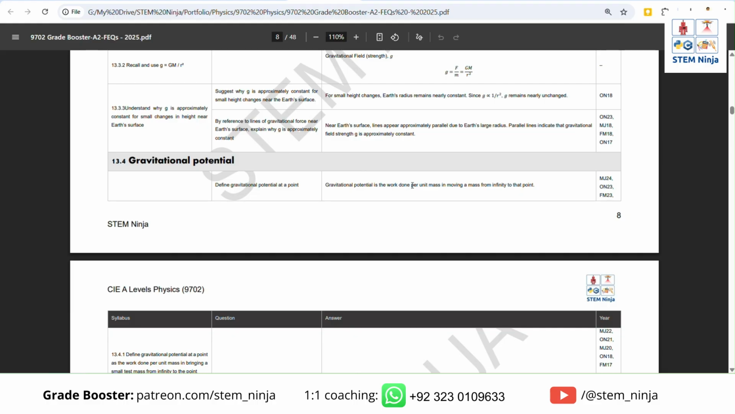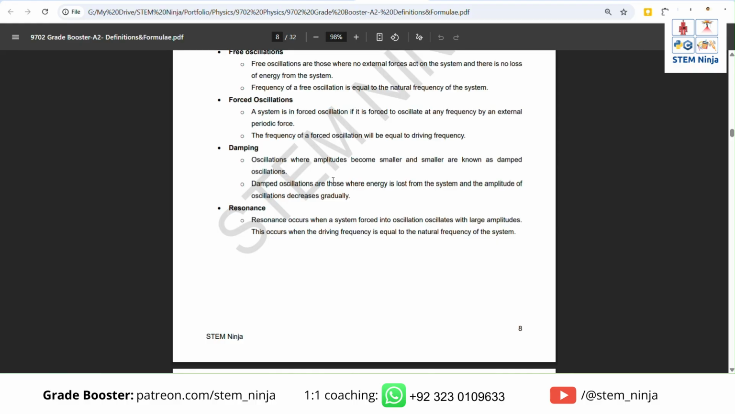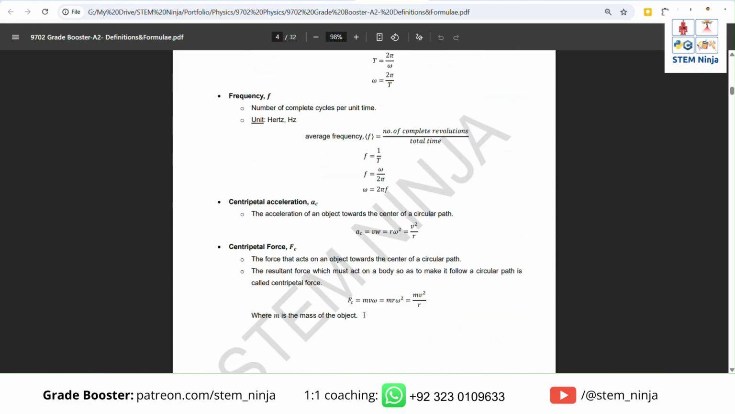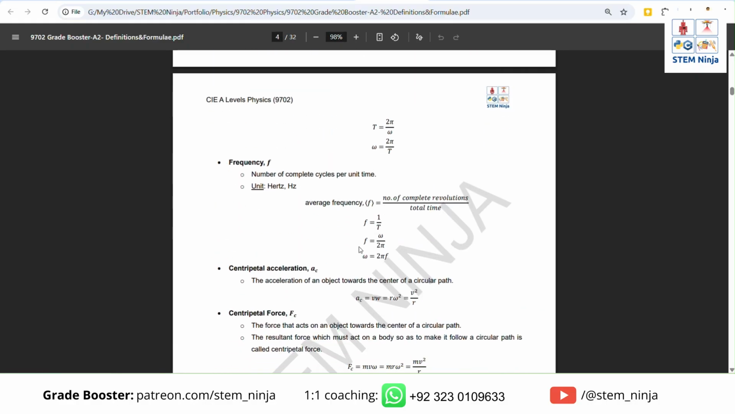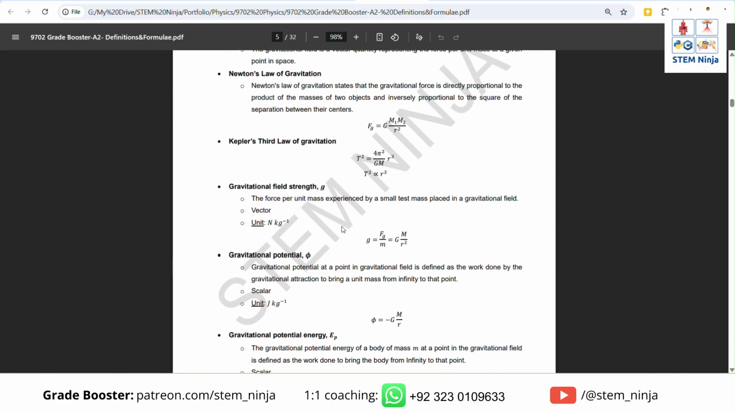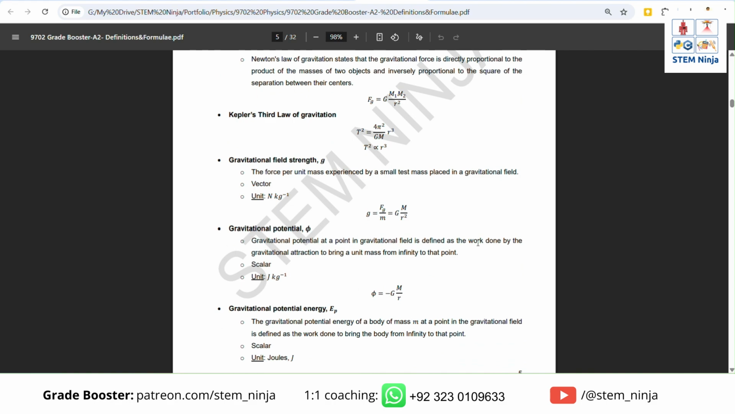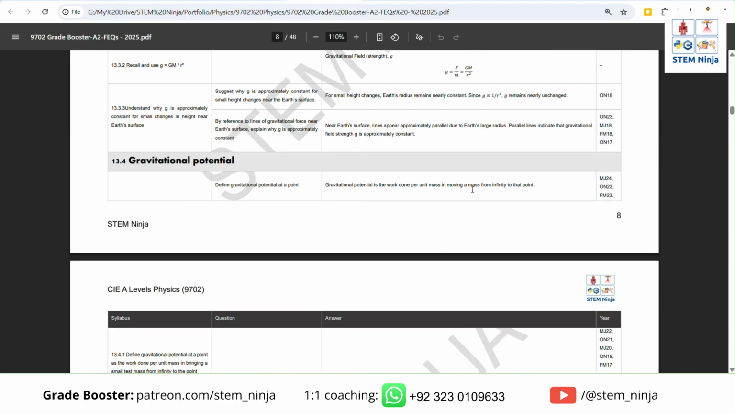Gravitational potential is the work done per unit mass in moving a mass from infinity to that point, exactly as it is. And not just that, this is also in the definitions and formulae document. Gravitational potential at a point in a gravitational field is defined as the work done by gravitational attraction to bring a mass from infinity to that point. Whichever one you prefer, this one is more concise and better: work done per unit mass in moving a mass from infinity to that point.